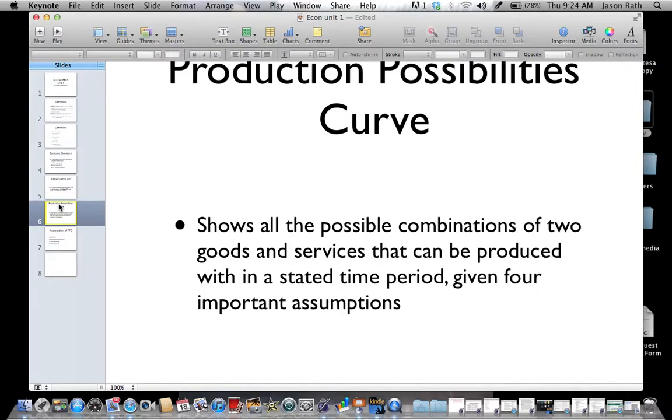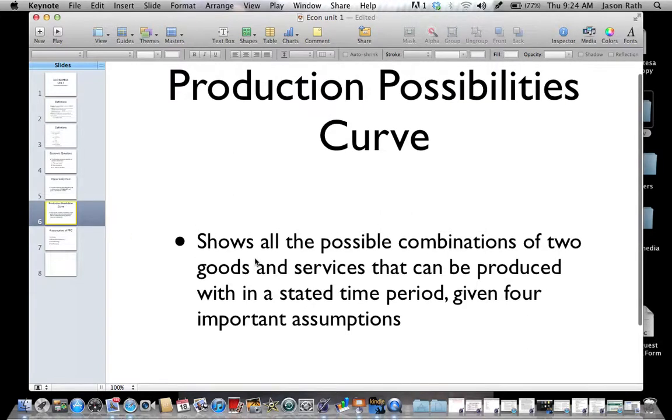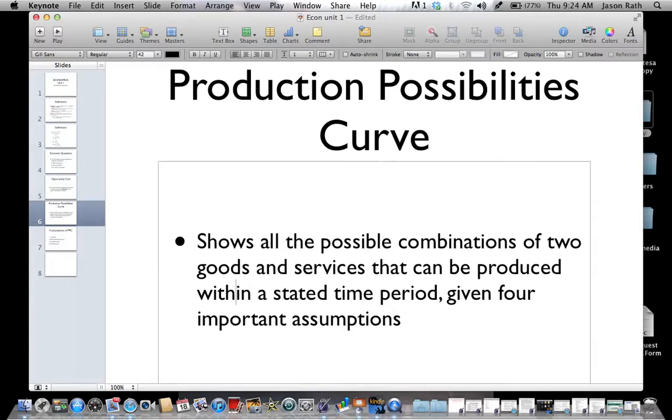And that brings us to the production possibilities curve, because this is how you graph opportunity cost in economics. It shows all the possible combinations of two goods and services that can be produced within a stated time period, given four important assumptions. So we're looking at, again, those resources. You have that opportunity cost. And how do you apply opportunity cost to economics? It's on the production possibilities curve.